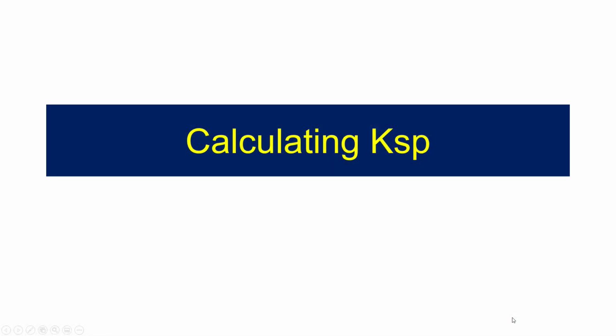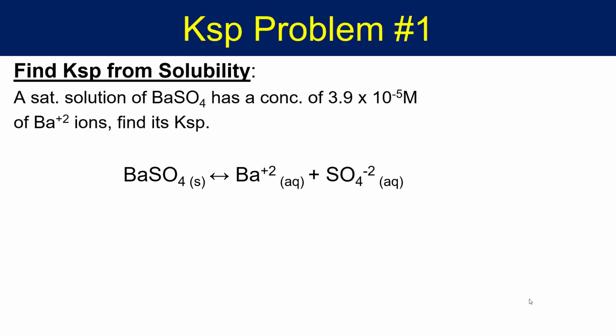All right, let's get into the mathematics of these Ksp calculations, and it will require you to carefully read the questions. So our first example says we have a saturated solution of barium sulfate, and one of the ions, the barium ions that we see here, actually has a concentration of 3.9 times 10 to the minus 5. So that is of the barium ions. So if this is 3.9 times 10 to the minus 5, I can now infer that the sulfate ion is also 3.9 times 10 to the minus 5 molar.